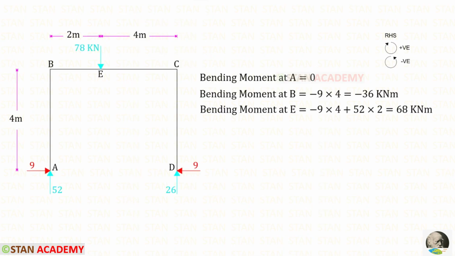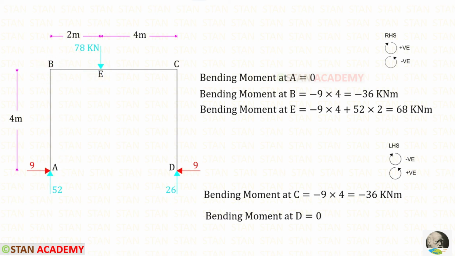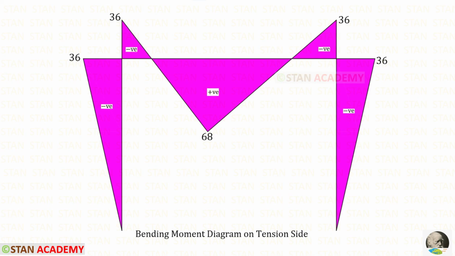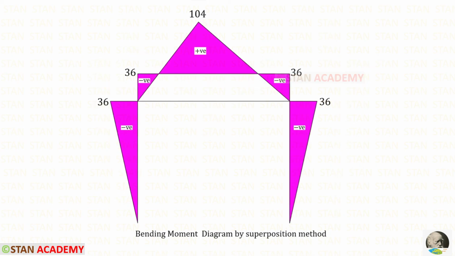Using the right hand side rule, we can find the moments at A, B and E. Then using the left hand side rule, we can find the moments at D and C. This is the bending moment diagram. Suppose we draw the bending moment diagram on the opposite side, that is called the bending moment diagram on the tension side. This is the bending moment diagram by the superposition method.